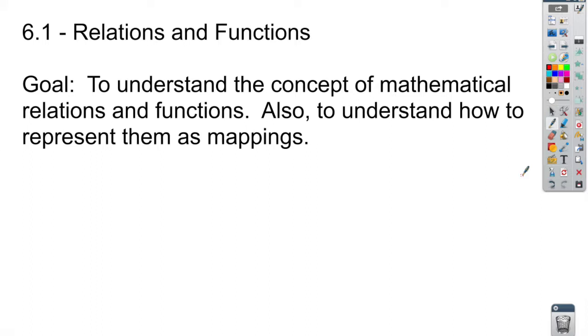Hey guys, welcome to chapter 6. We are going to be looking at the concept of functions. Now, this is something we've already looked at in the past. We looked at linear functions specifically, patterns and functions that were so predictable that when we graphed them, they always made straight lines. But there are other functions out there.